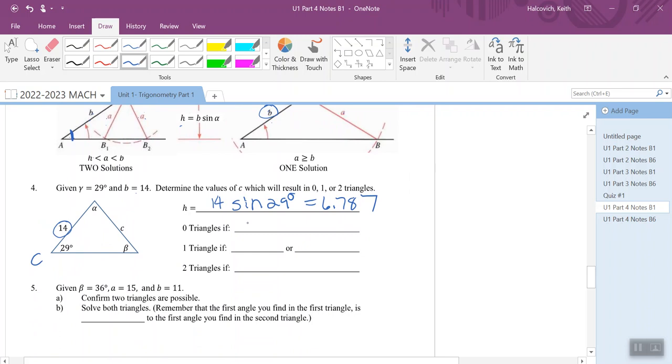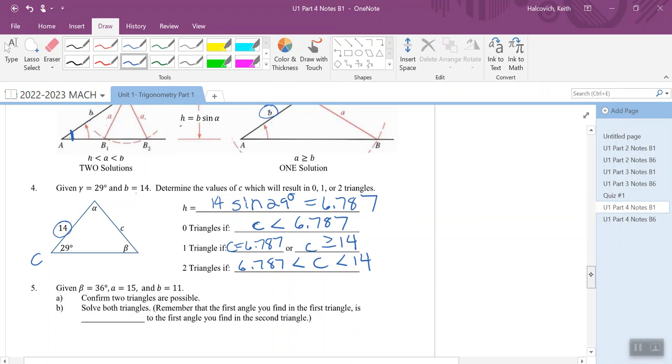So there's 0 triangles if that side is less than the height. So 0 triangles if C is less than 6.787. There's one triangle if C is equal to 6.787, or if C is greater than or equal to 14, if it's greater than or equal to the other side. There's two triangles if C is between the two. So that's how you tell if there's two triangles.